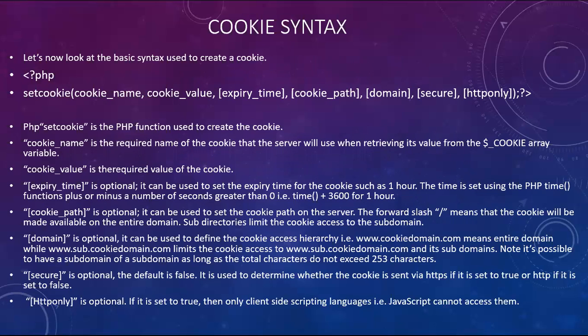This gives a breakdown of the syntax for creating a cookie, and we'll go over everything here. You're more than welcome to stop and read it. But the required things are setcookie, the function used to create the cookie. The cookie name is required. It's the name of the cookie the server will use when retrieving the value from the variable. The cookie value is also required, but other things like the expiration time, cookie path, domain, security, and HTTP only are all optional if you want to add them, and they just add various other features.